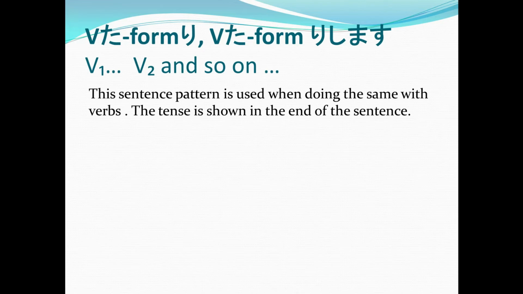The tense, again, is shown in the end of the sentence, like what we usually do when we use 2 to 3 verbs in one sentence. The tense, may it be past, past negative, present, or present negative, can be seen in the last verb of the sentence.